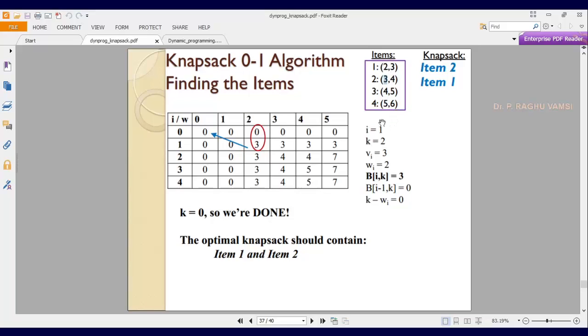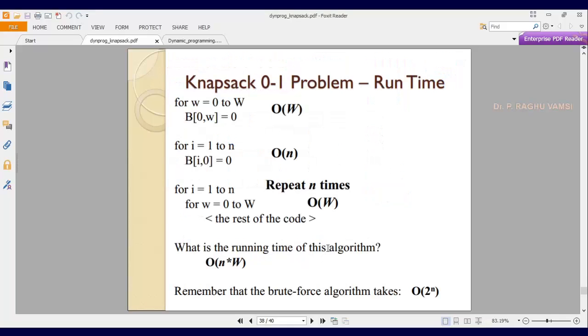But with all other possible combinations, we cannot achieve a maximum more than this. Only with items 1 and 2 can we achieve the maximum weight of the knapsack, and with the maximum value that is possible to achieve. So we are done with this, k is equal to 0. The optimal knapsack should contain item 1 and item 2.